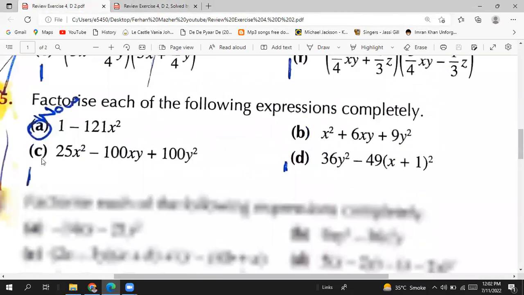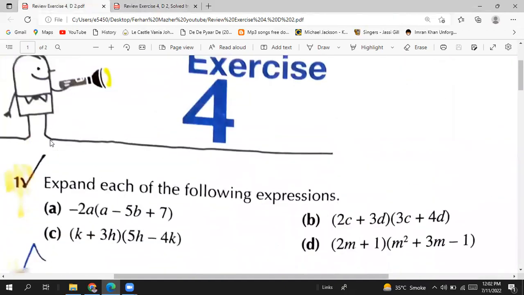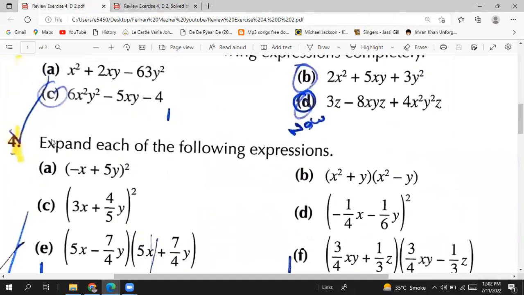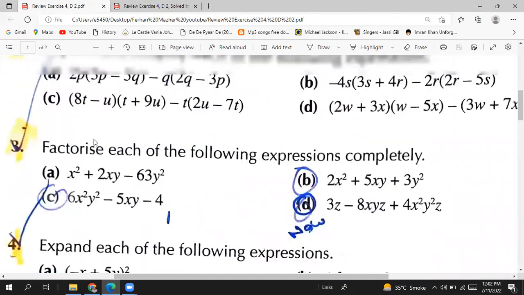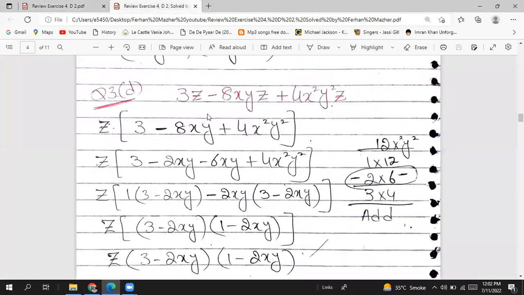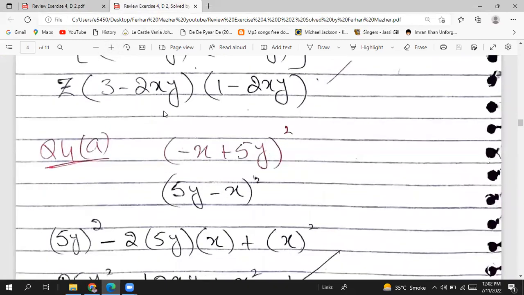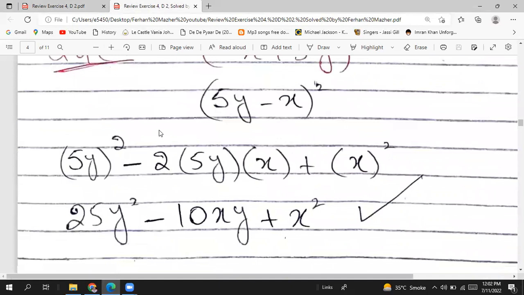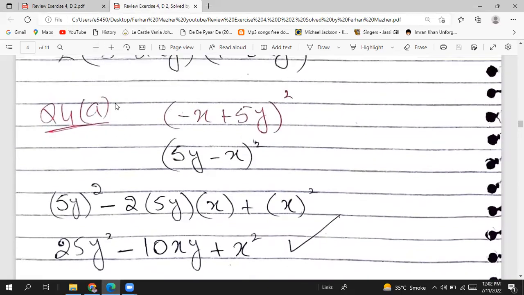Okay, so we are going to the question number 8, and there are not too many questions. We are on the question number 4. Sorry, I said 8. We are on the question number 4. He says expand each of the following expressions. And here we have minus x plus 5y whole square. So here we go. Okay, so minus x plus 5y whole square, it can be written as 5y minus x whole square.